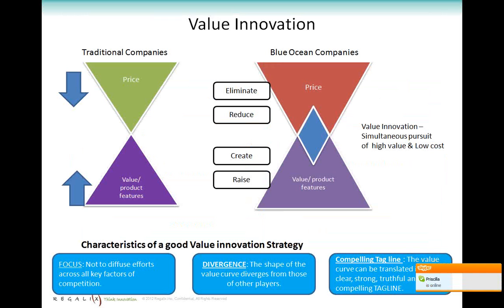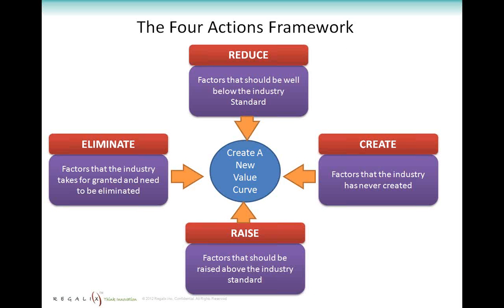We also discussed last time about value innovation, which is a simultaneous pursuit of high value and low cost, and the characteristics of a good value innovation are focus, divergence, and a compelling tagline. We also discussed the 4 actions framework, wherein we eliminate the factors that the industry takes for granted, reduce the factors that should be well below the industry standard, create factors that the industry has never created, and raise factors that should be raised above the industry standard.